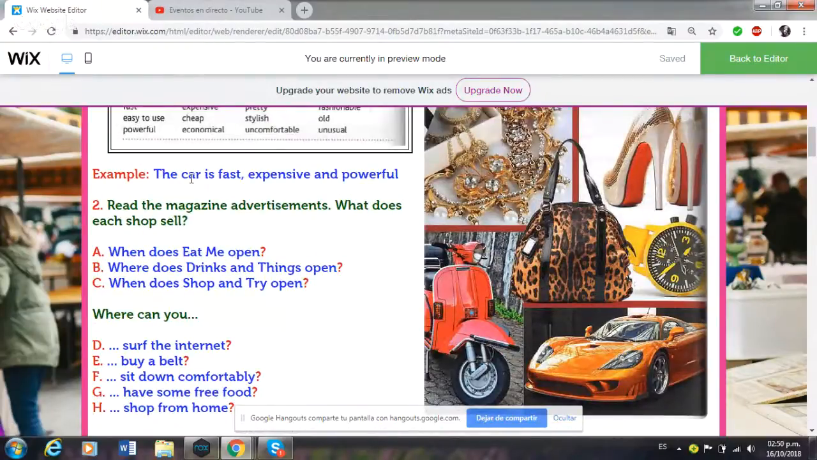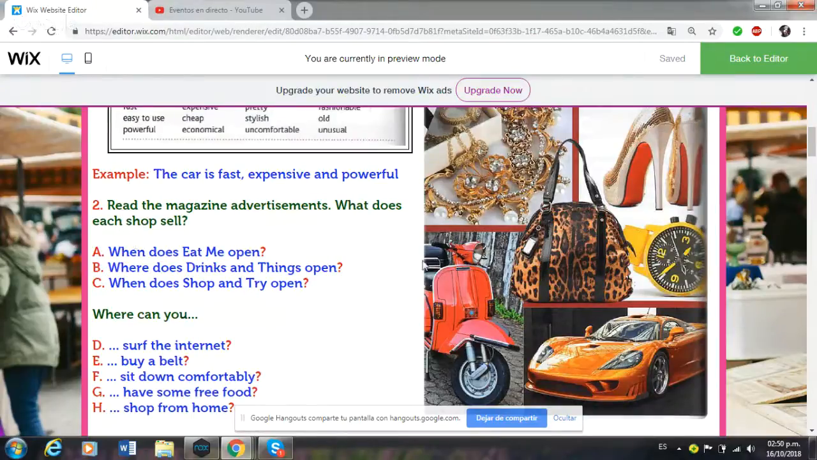It's your turn to create a sentence, a phrase with 3 adjectives. Use the rest of these pictures. This is the first point.